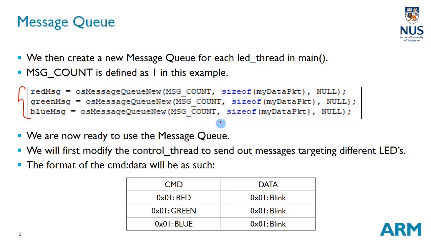As you can see, there are three parameters. The first one is message count. How big is the message queue going to be? In this case, I've just defined it as 1, so I'm only going to handle one message at a time. I don't want to have multiple messages in my buffer. Again, this is a design choice. It's up to you whether you want more or less. Then how big is the data? That is the size of my data packet, which is what we created just now. And these are the attributes. For now we have put null.